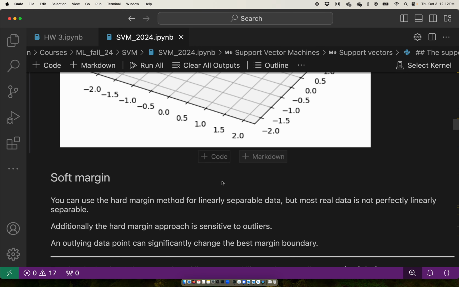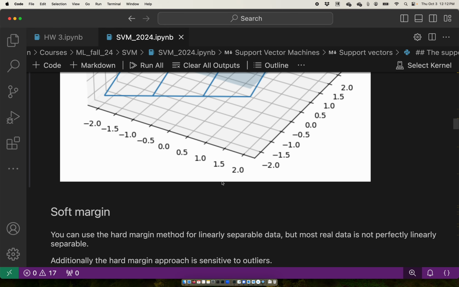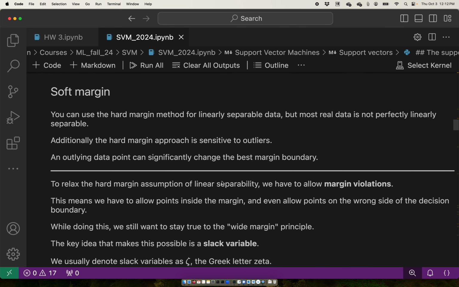Okay, so now it starts talking about soft margin, but we've been talking for a long time now. So I think I will stop this video and maybe we'll make another video about soft margin.